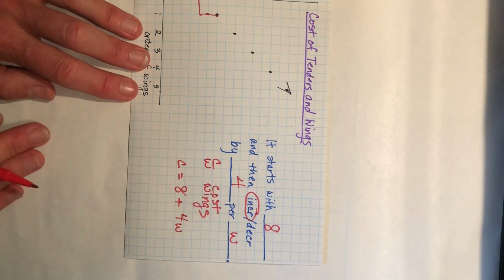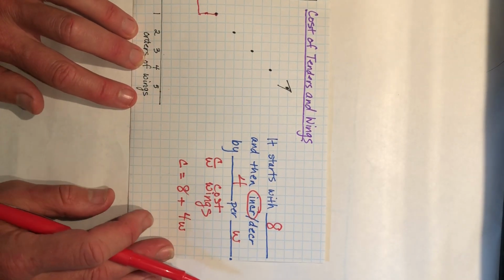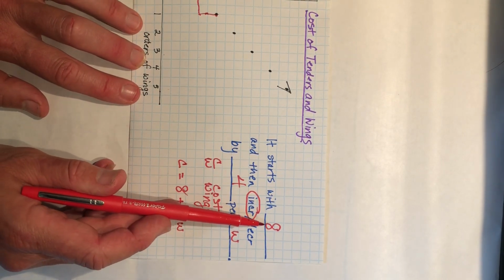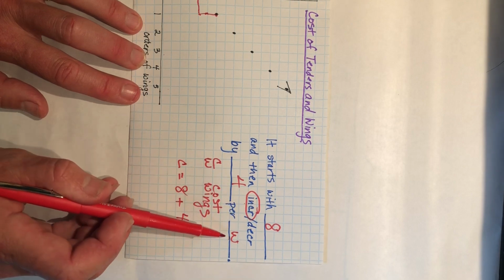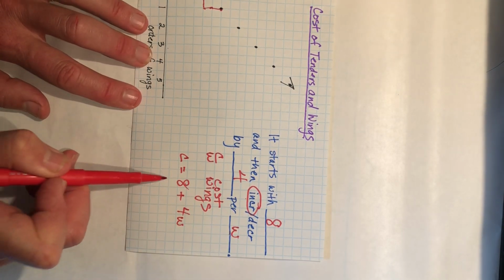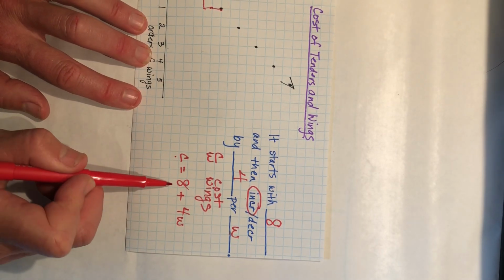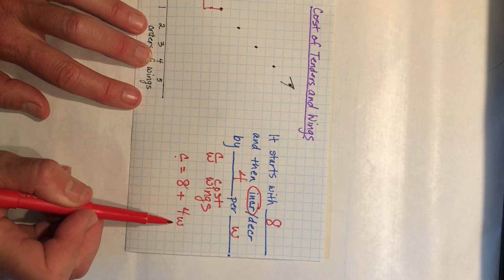So it is 4 times the number of orders of wings. Gosh, I got to keep this moved over for you. Okay, let me just look at this one more time with you, in case you missed it. It started with 8, that's the cost of the tenders, and it increased by $4 per order of wings. And this says the exact same thing. The cost will be the beginning number of 8 plus 4 times the number of orders of wings.